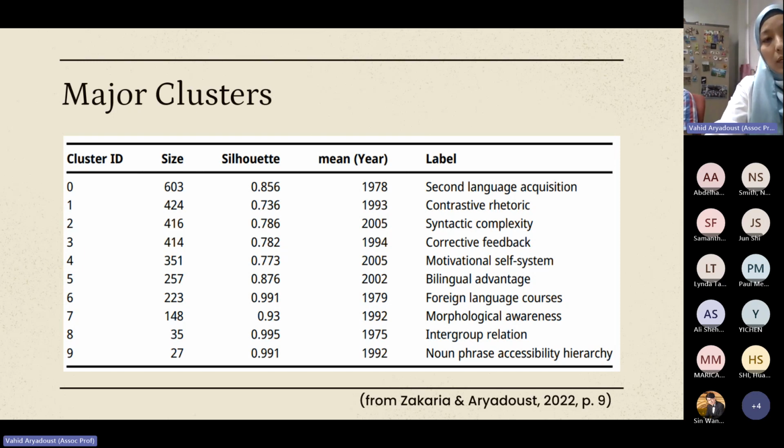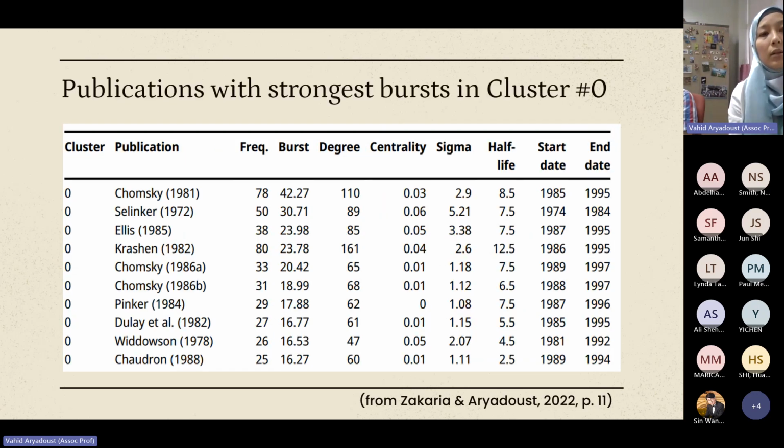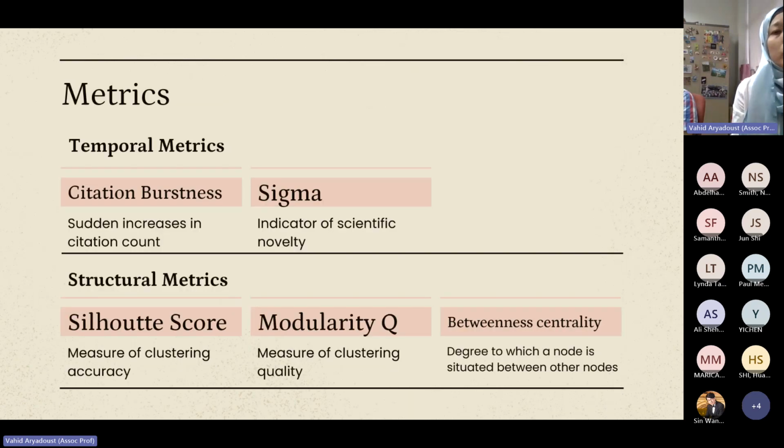So you can identify the major clusters and the labels, and drilling down, we can also see the publications with the strongest burst here in cluster 0, but of course you will see it for other clusters as well. So in order to identify which are the important citing and cited publications, there are several metrics to determine all this. They can be divided into temporal metrics and structural metrics.